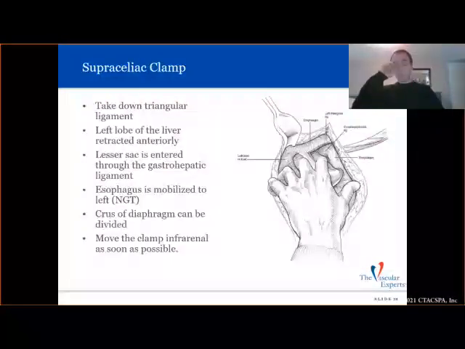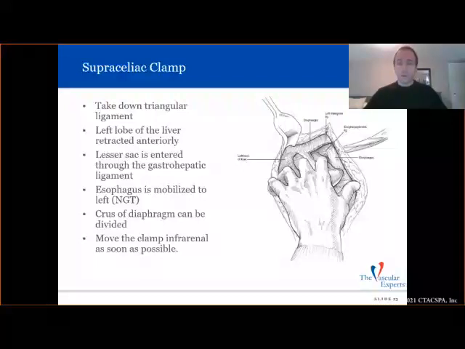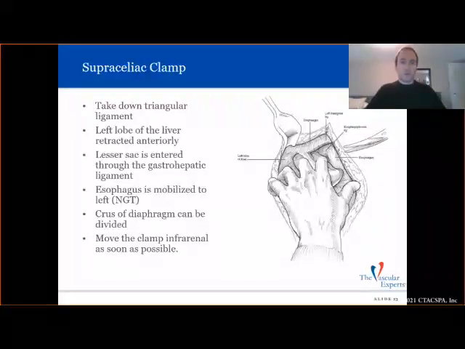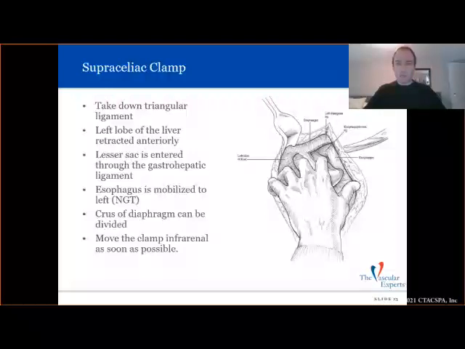Supraceliac clamp. This is for your rupture or any other vascular emergency that's below the diaphragm. But know these steps well: taking down the triangular ligament, retracting the lobe of the liver anteriorly, going through the lesser sac to the gastrohepatic ligament, have anesthesia put an NG tube in, mobilize it to the left, feel the crus of the diaphragm, you can mobilize and divide it. It's very thick. It's usually blind because it's bleeding, so you just run your scissors over your fingers and then put the clamp in the infrarenal position.